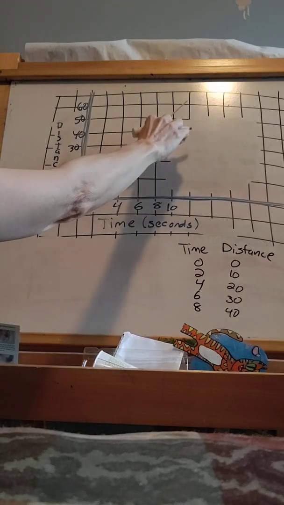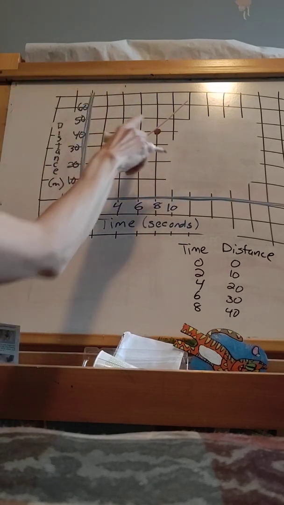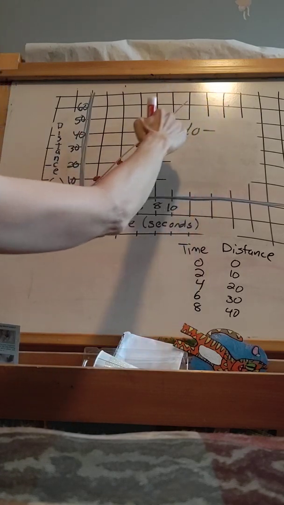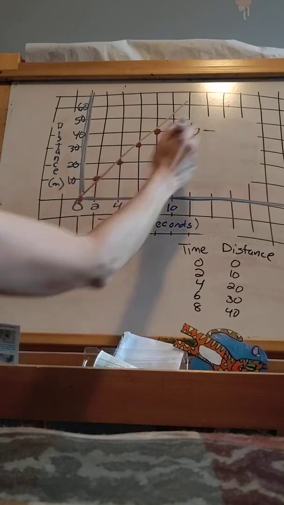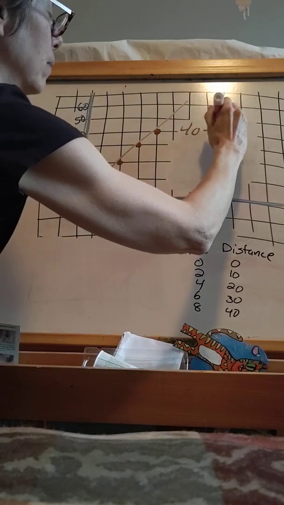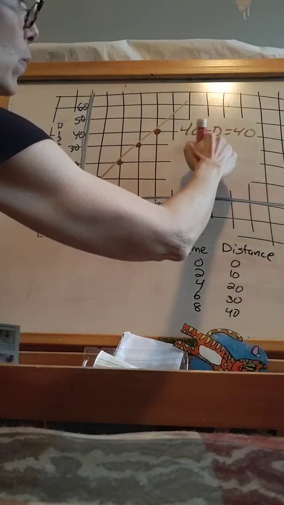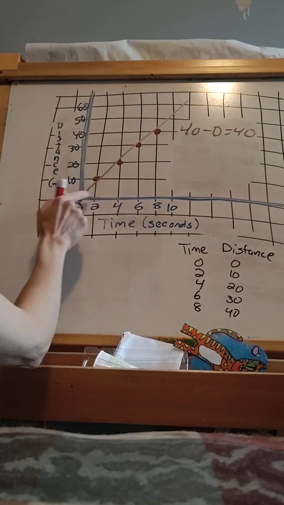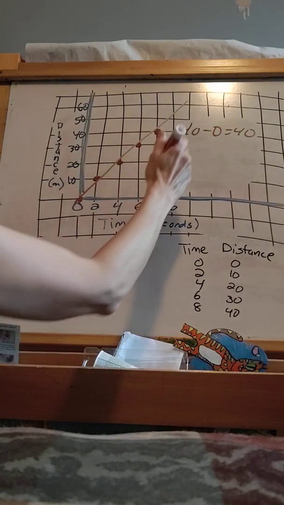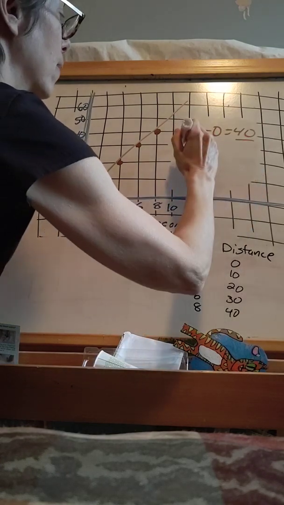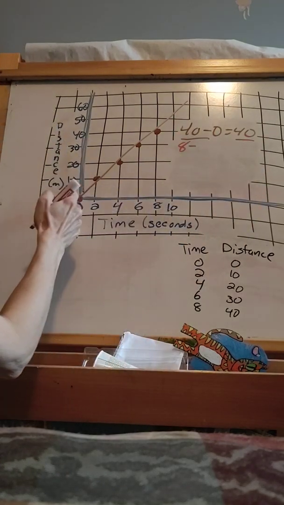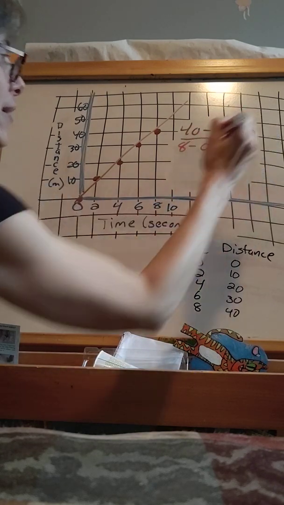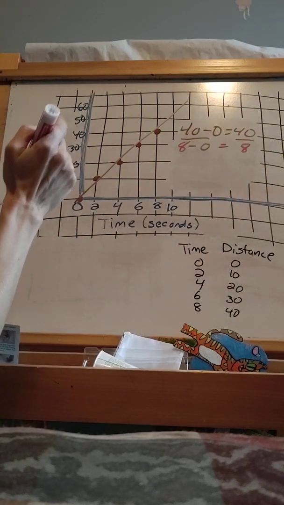So the highest point on my graph that I have a number for is 40. The lowest point on my graph is 0. So my rise is 40 minus 0. My rise is 40. My run, the furthest distance that I have a number for is 8. My run began at 0. So 8 minus 0 equals 8. So my rise is 40.